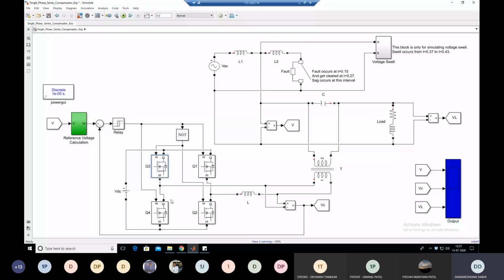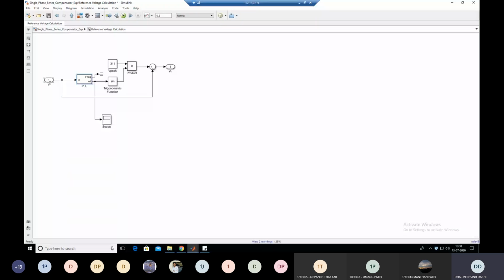So first of all, we see the control circuit of this converter, how this DVR provides the control signal to these 4 switches or 4 MOSFETs to generate this compensating voltage and provide the voltage regulation at the load. So here we take this V. This is nothing but the voltage measured before the connection of this DVR. So that is applied to this reference voltage generator or reference voltage calculation. So this V acts as an input for the PLL.